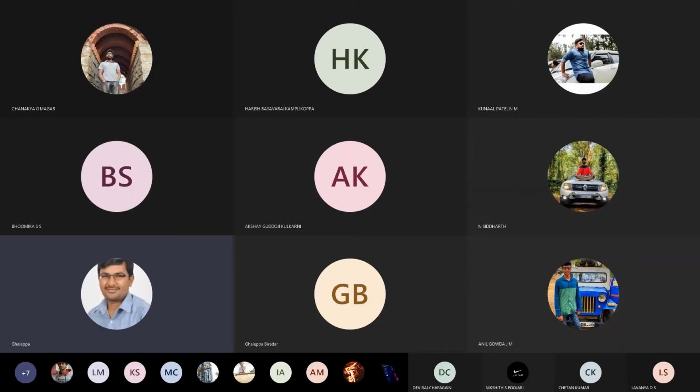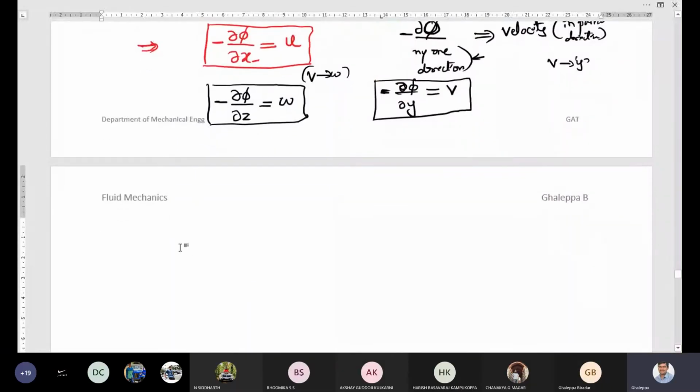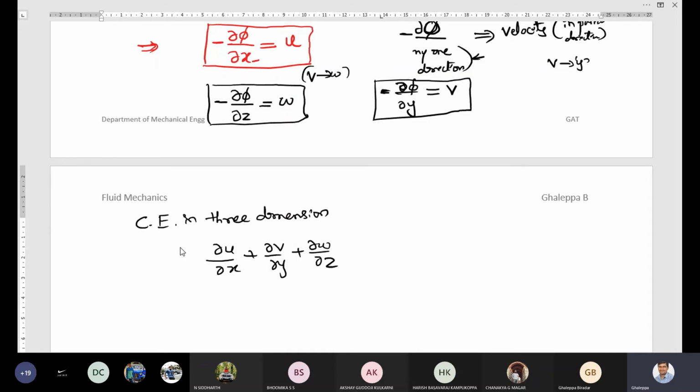Now the continuity equation in three dimensions. What is a continuity equation in three dimensions? So what is the continuity equation? Dou u by dou x plus dou v by dou y plus dou w by dou z is equal to 0. This is the continuity equation and it is for incompressible fluid.